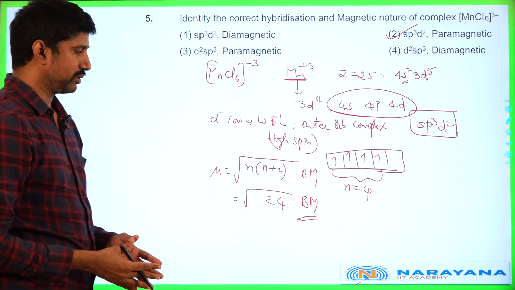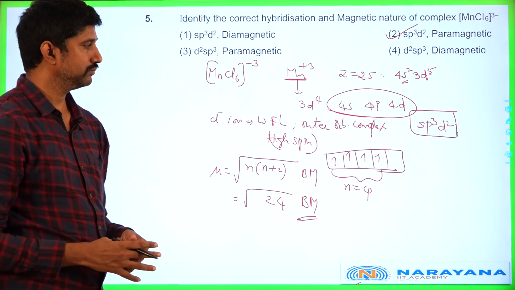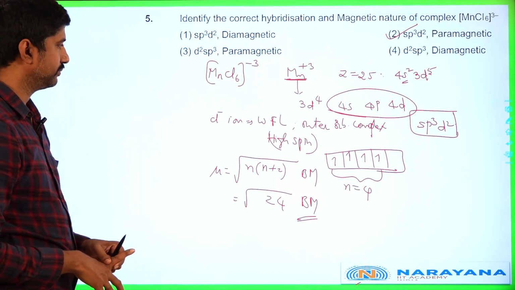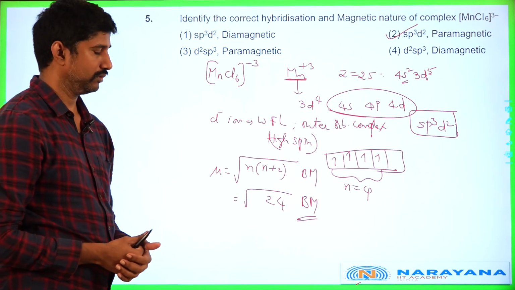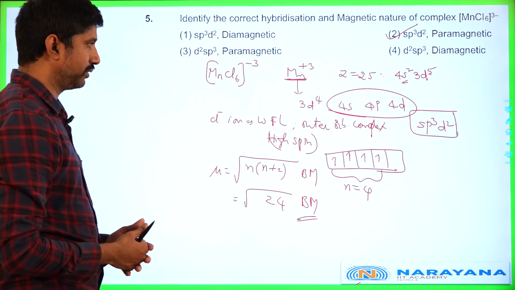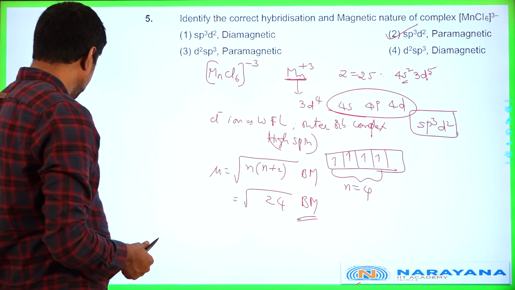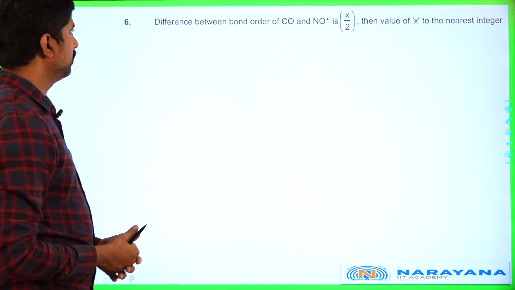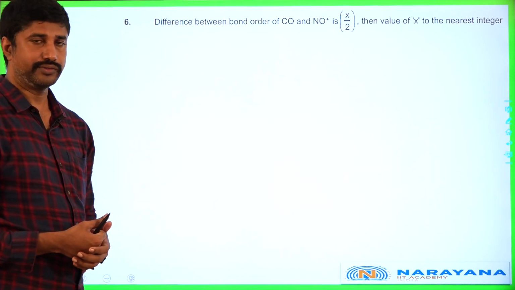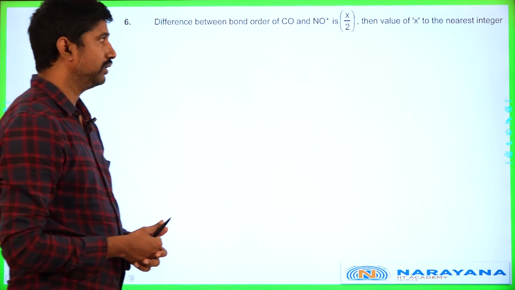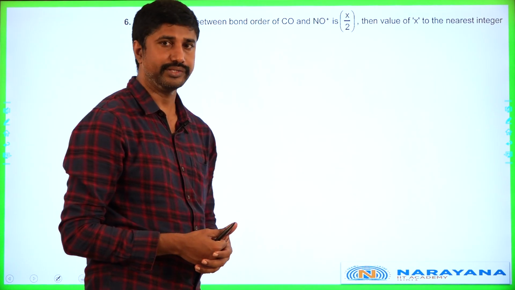Coordination chemistry is one of the important chapters for JEE standard examinations. This is question number 5, and let us go for the next one. The difference between the bond order of CO and NO+ is x by 2. Then find the value of x to the nearest integer.